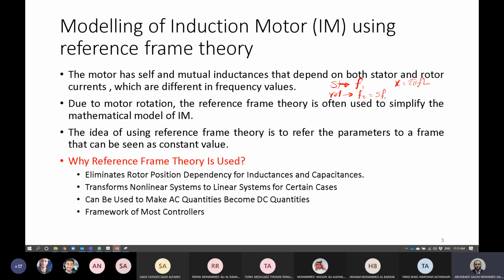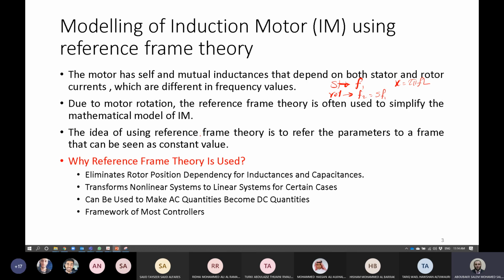Good. Now, due to motor rotation, the reference frame theory is often used to simplify the mathematical model of induction motor. We have now 3-phase in stator, 3-phase in rotor, with mechanical phase shift, and due to rotation, we will have different electrical phase shift as well. So the model will be very complex. But let's see what benefits the reference frame theory can give here.